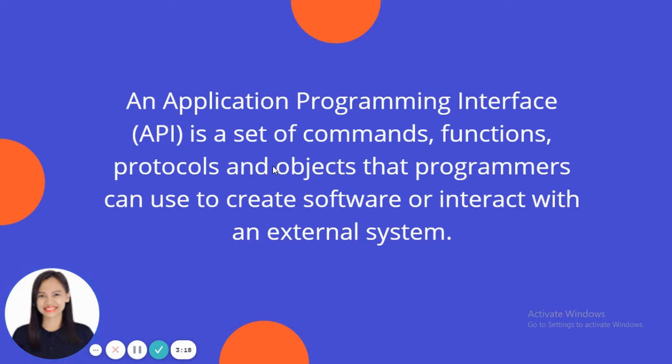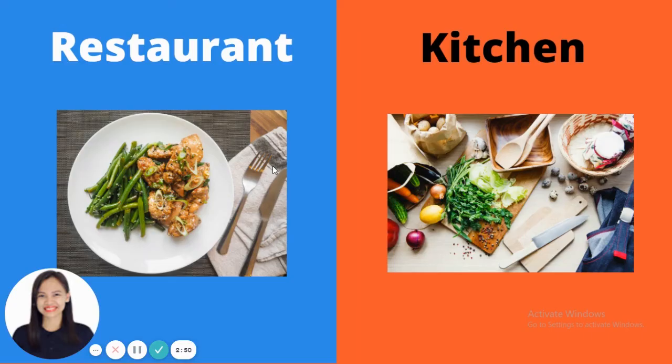Okay, so what is an API? API is an application programming interface. It is a set of commands, functions, protocols, and objects that programmers can use to create software or interact with an external system. So based on my example, if you have a website or a web application and you want to display the live weather from an external source, you really need an API.